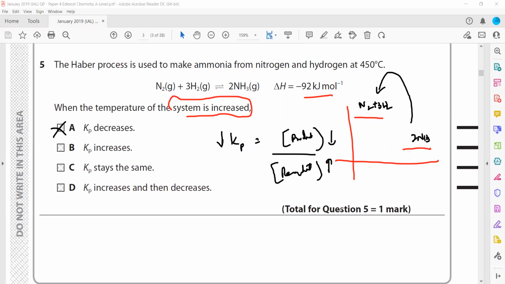Changing the amount of reactant and product does not affect the Kc or Kp, only change in temperature. Is it clear, this question?